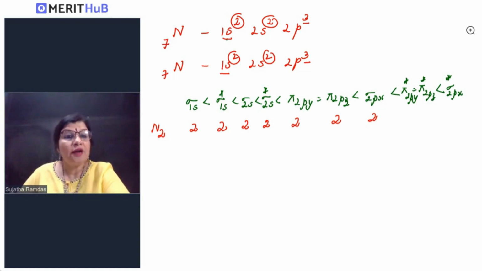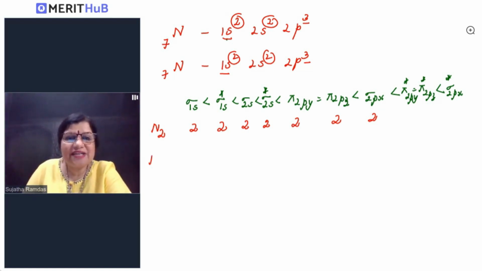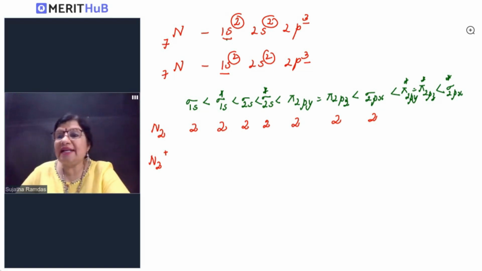Let's write down the electrons in the various molecular orbitals of the various species given in the question. The next species given in the question is N2 plus. But before that, you can verify the electrons. Totally, there are 14 electrons, 7 plus 7, 14 electrons, accommodated in the various molecular orbitals. Okay. Now here we have plus 1. In other words, there are only 13 electrons. Okay. So let's fill up the various molecular orbitals.